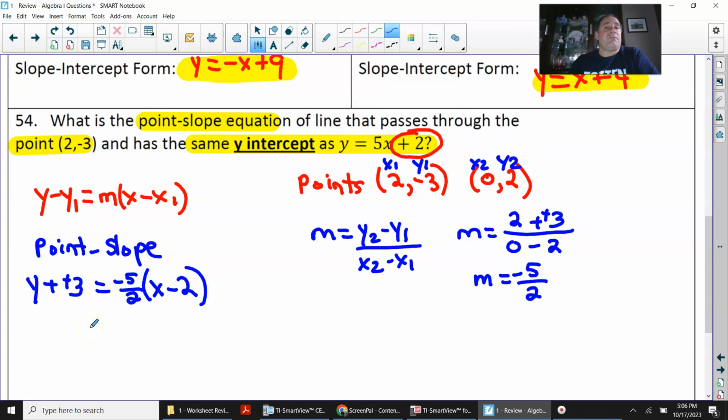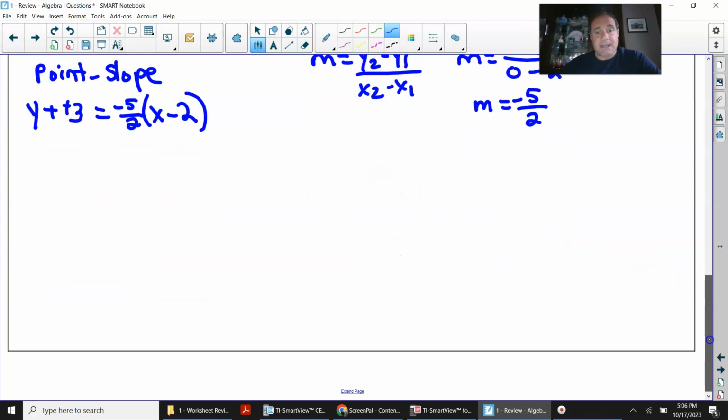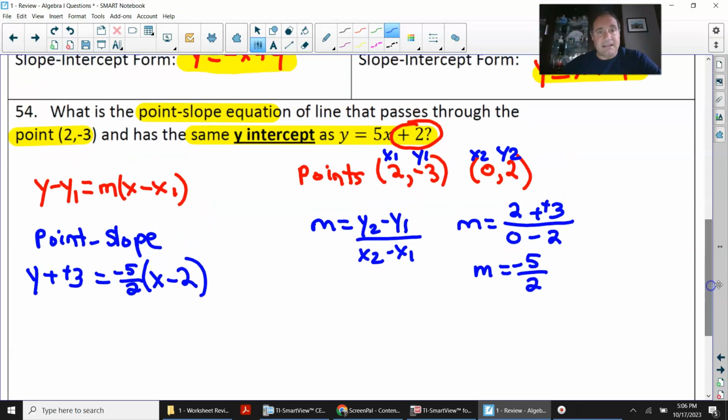If you wanted to go further and get the slope intercept form, you would just distribute the negative 5 over 2 and then solve for y. But that's all they wanted, so that's where we're going to stop. And that is the end of this giant sheet.